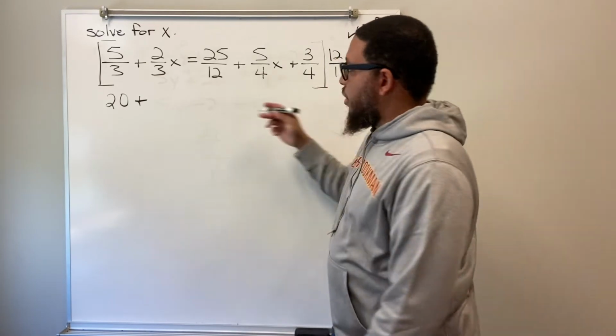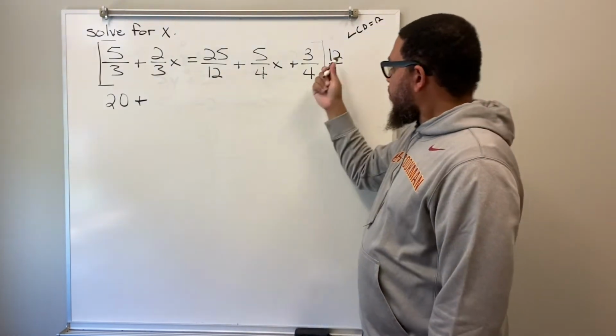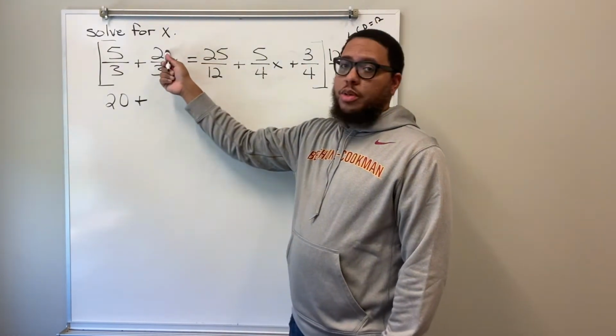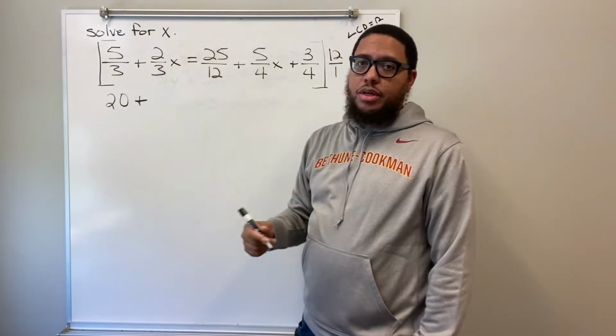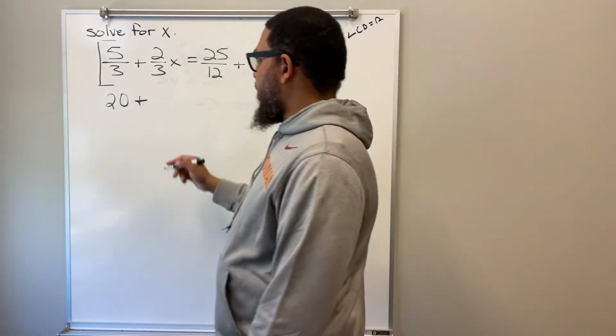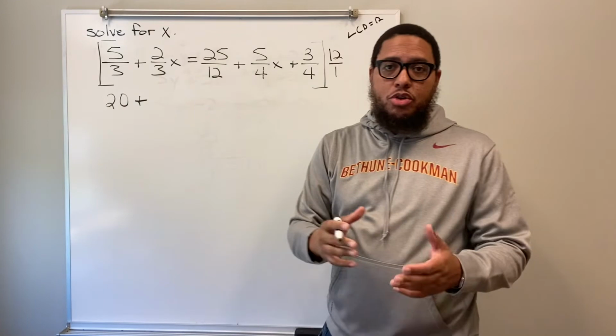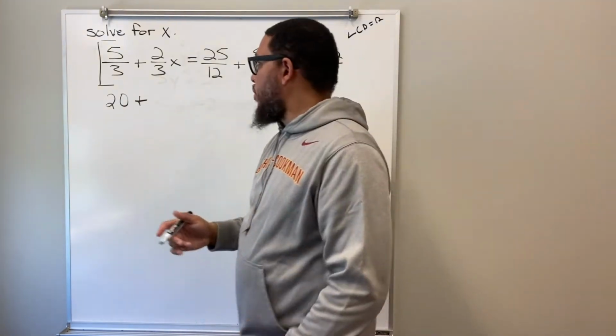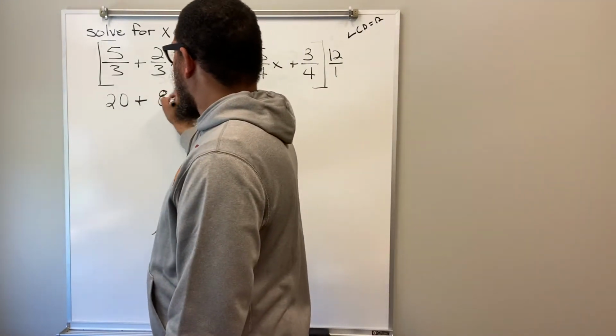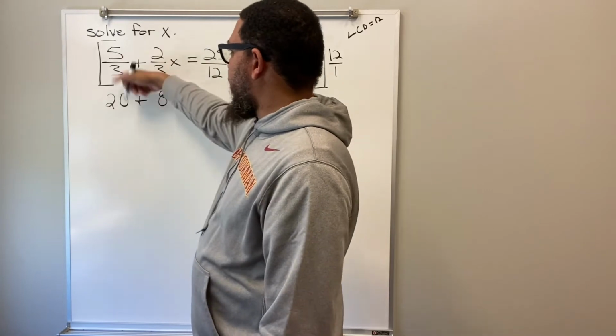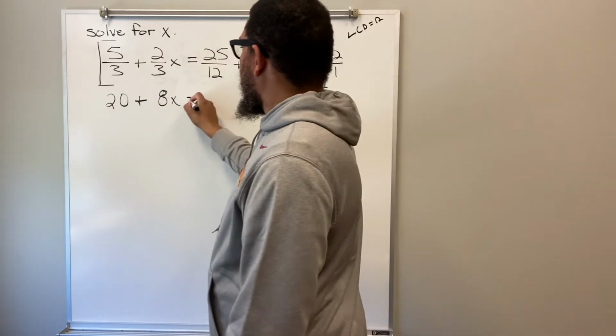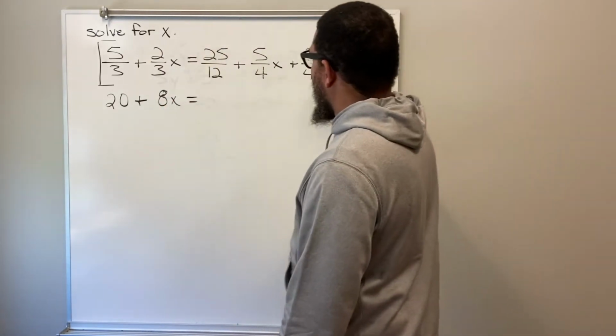Then I'm going to do the same thing with 2/3 x. I'm going to do 12 times 2. That's 24. 24 divided by 3 is 8. Right? I got to know my multiplication facts and I got to know my division facts in order to do these problems too. So I got 8x. See? Fraction going. Fraction going. Fraction going.